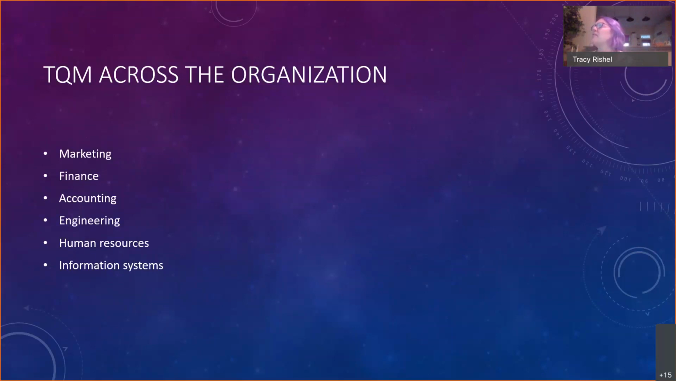Human resources has to take account of our inventory of quality talent within our organization. What quality talent do we have? What training do we need in the area of quality? And when we hire, what type of background in quality do the people that we hire already have? Information systems, well, we measure a lot of things. So information systems has to help us determine what systems we use to measure the quality within our organization. So quality cuts across the organization in every way.